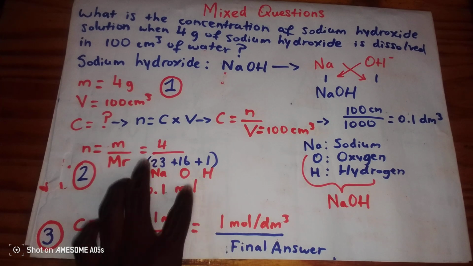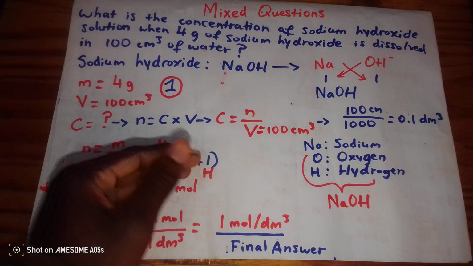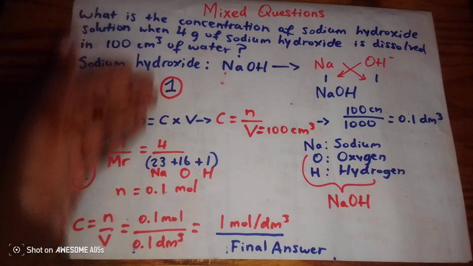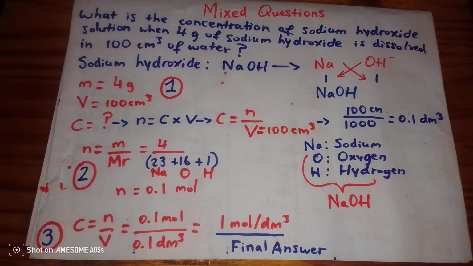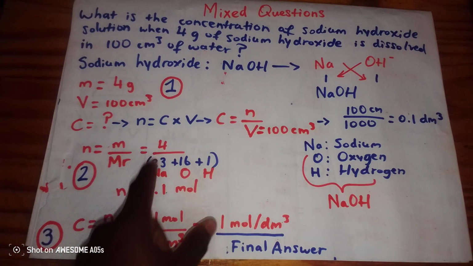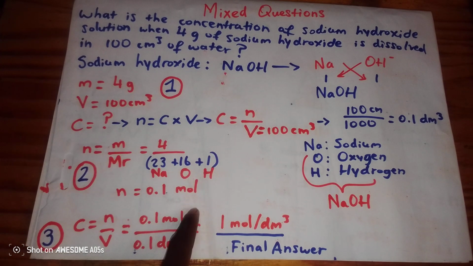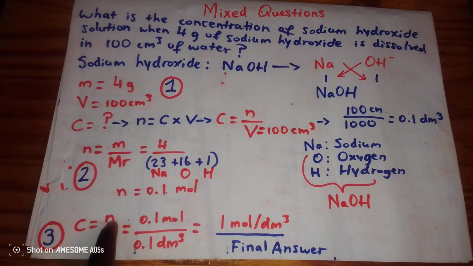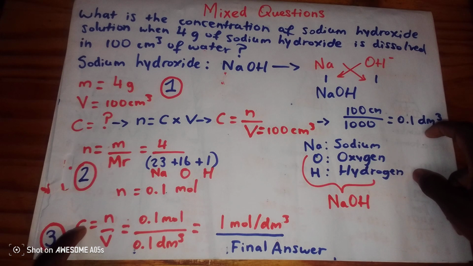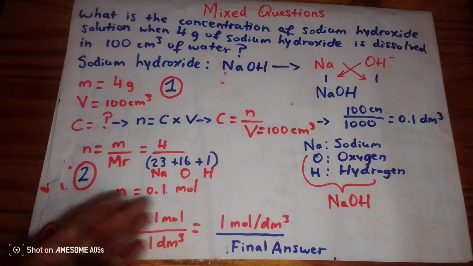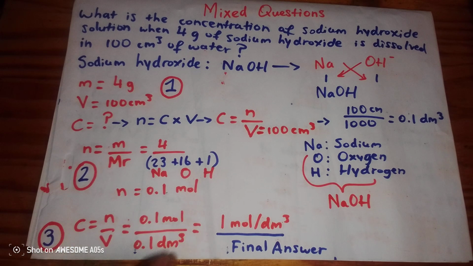Now, add these up, and then 4 divided by this, not the other way around. It gives you a different answer. So 4 divided by what you add up here will give you 0.1 moles. Now this is the mole that you use to find your concentration, because the volume was already given, it just had to be converted. So 0.1 divided by 0.1 gives you 1 mole per cubic dm, and that is our final answer for mixed questions.